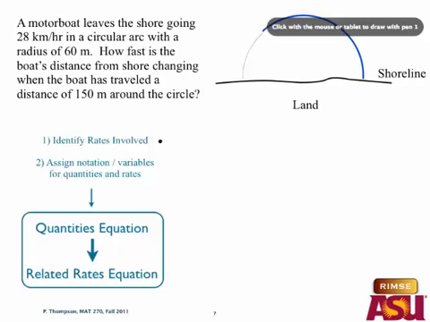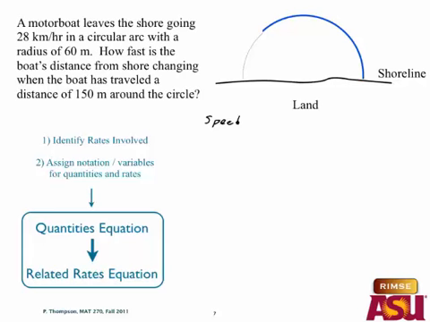Okay, so let's identify the rates involved here. A motorboat leaves the shore going 28 kilometers per hour. Is it a rate? Yes. So there's a rate: the speed of the boat. And we know what that speed is, 28 kilometers per hour.